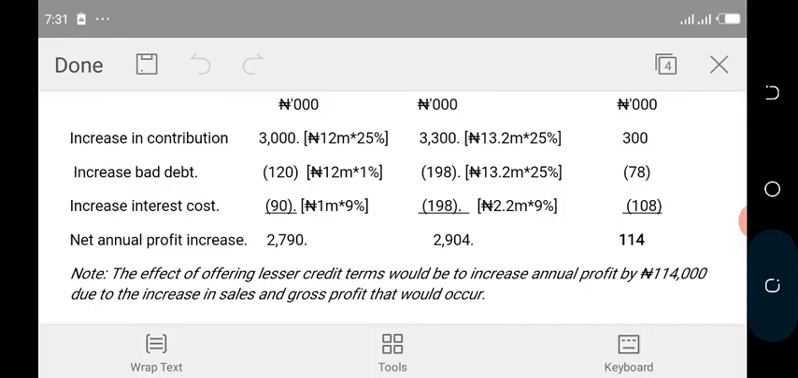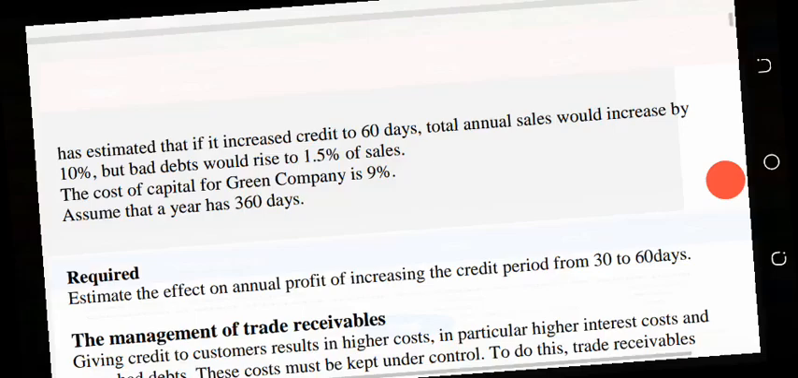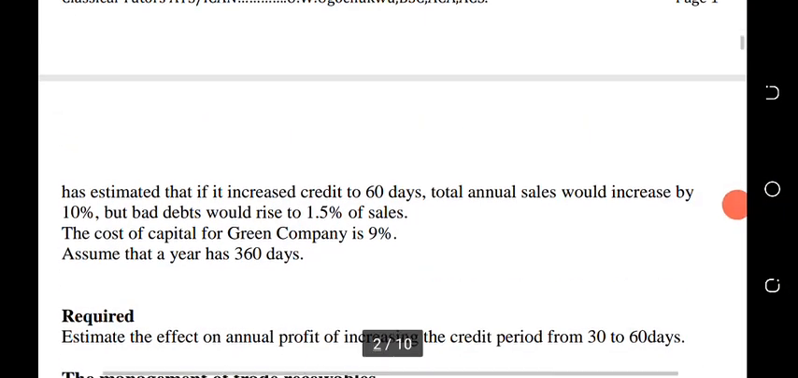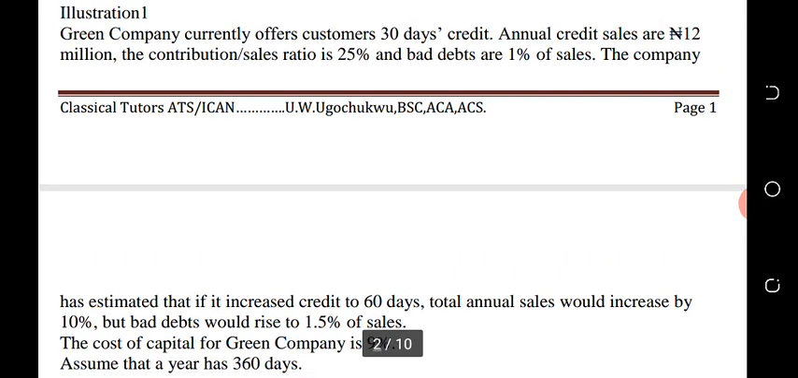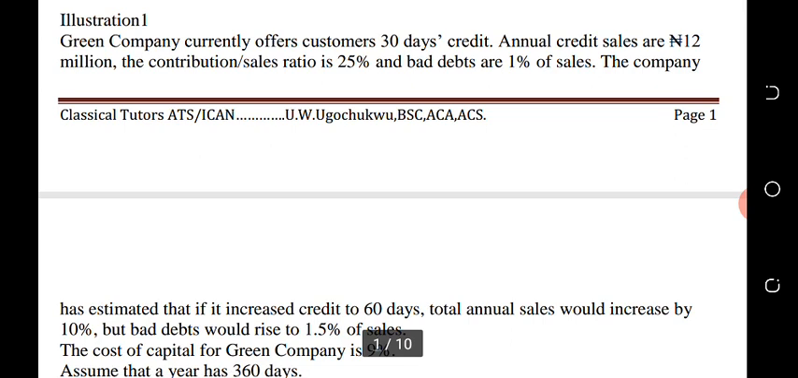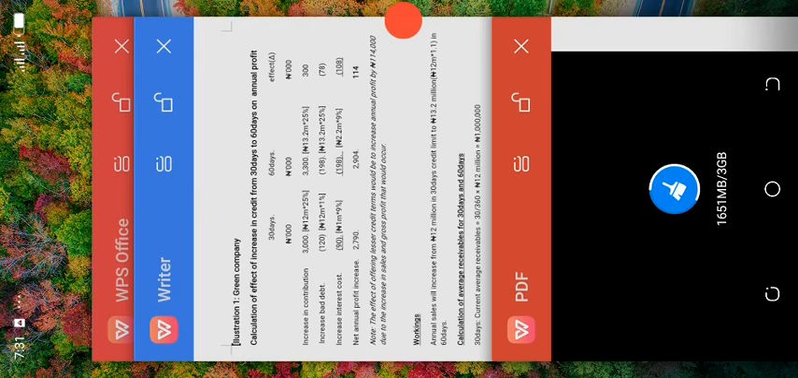So there will be bad debt, because we are told that our bad debt is 1% of sales. So whatever the sales will be, we will take 1% as bad debt. Then we will deduct bad debt from our contribution.